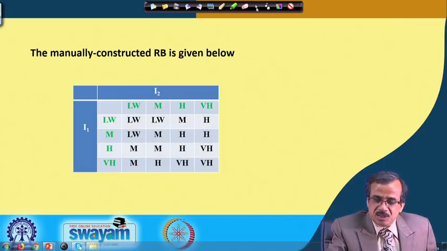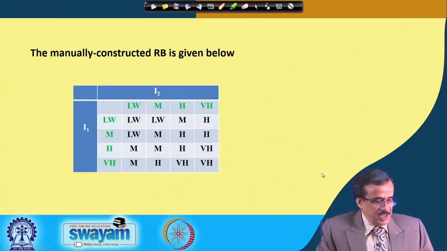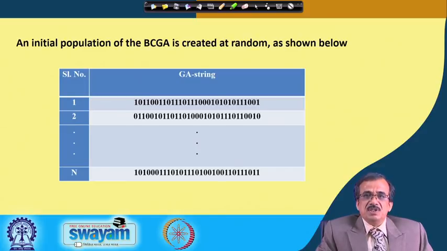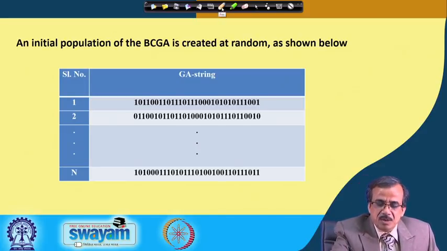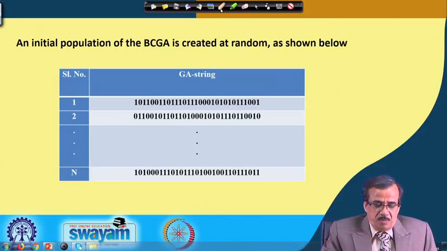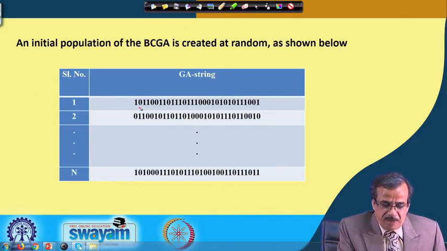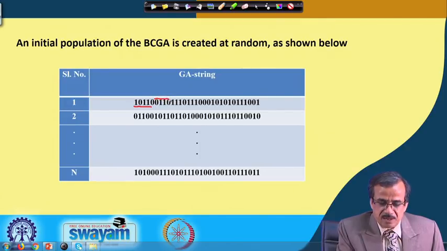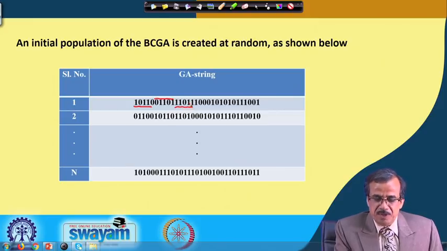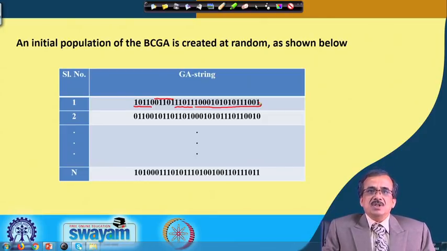So, the same thing I am just going to represent here. Now, if you see the GA strings present in this particular population, which are generated at random, the first 5 bits are going to represent B 1, the next 5 bits are going to represent B 2, the next 5 bits are going to represent B 3, and the remaining 16 bits are going to represent the rule base.